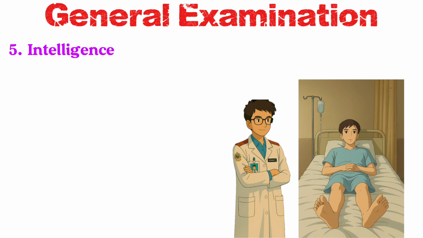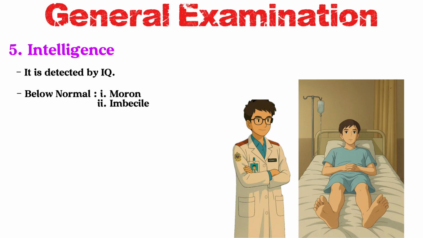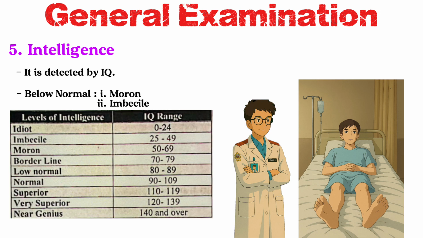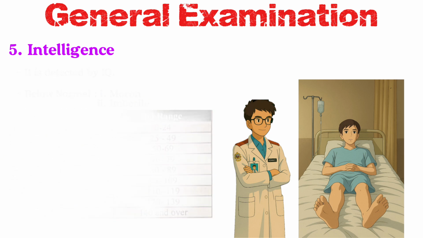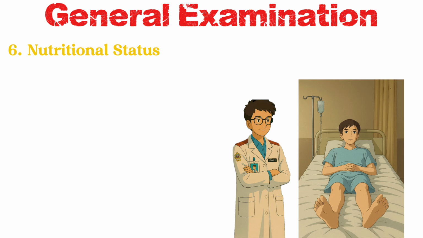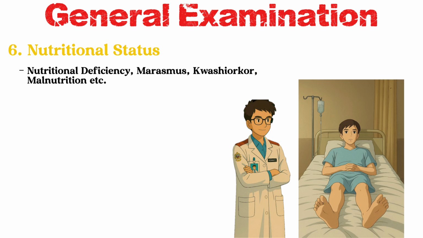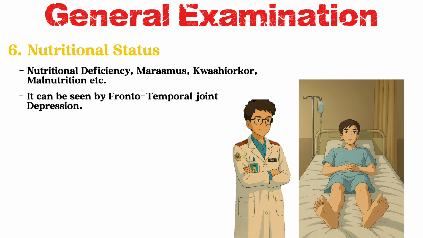Fifth is intelligence of a patient, which is detected by asking intelligence-based questions or questions related to their disease. The intelligence of a patient can be below normal, which is called moron or imbecile. As you can see on the table below, the levels of intelligence lead to IQ ranges. Lastly, sixth is nutritional status. Here we see the nutritional deficiency of a patient like marasmus, kwashiorkor or malnutrition. It can be seen by frontotemporal depression.